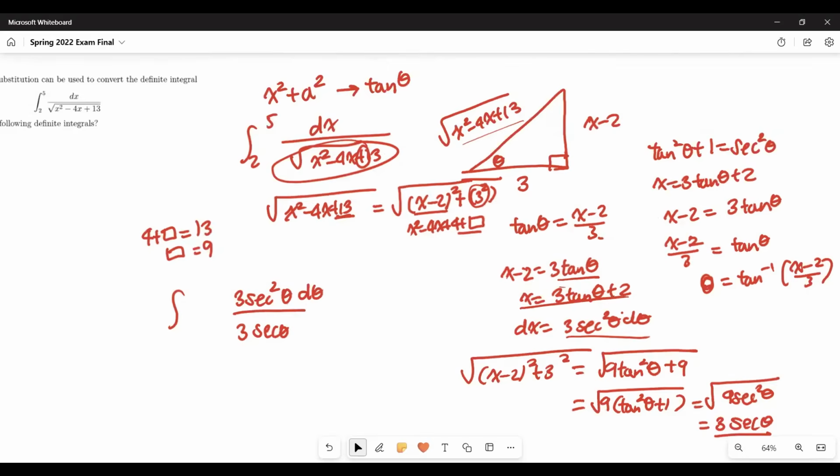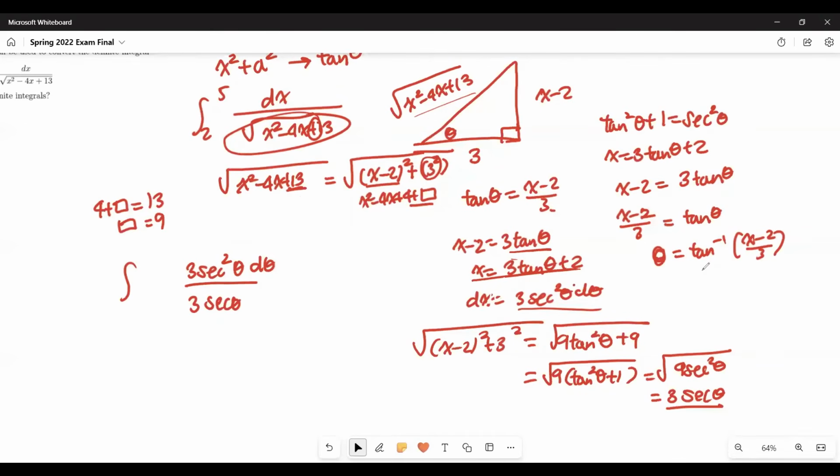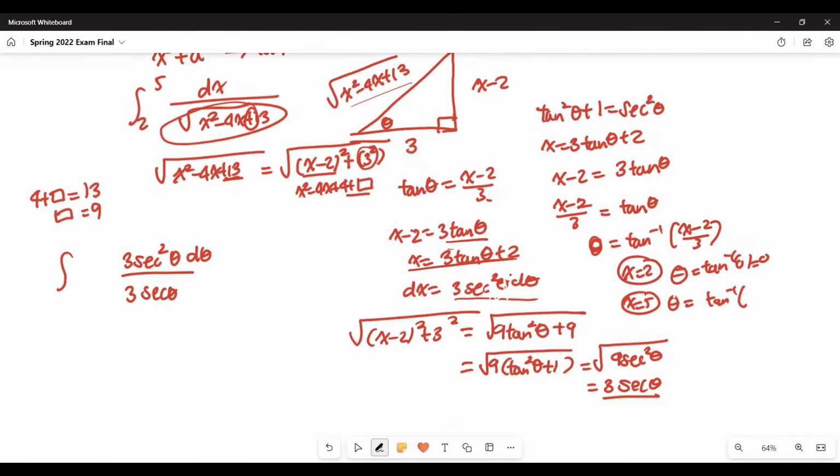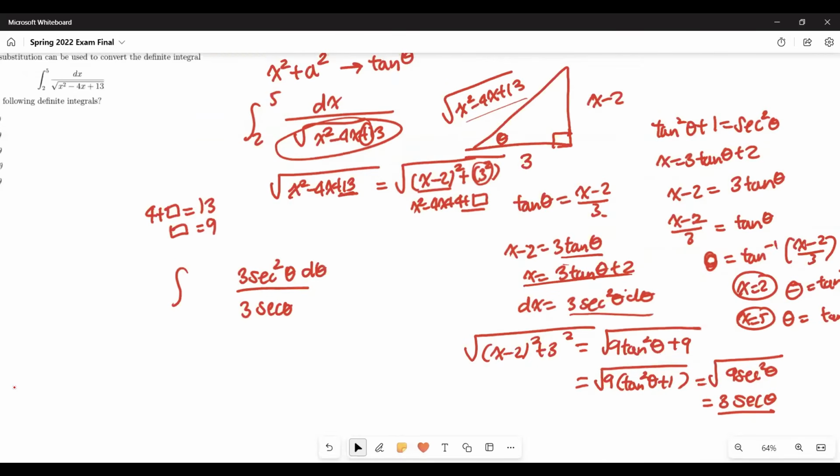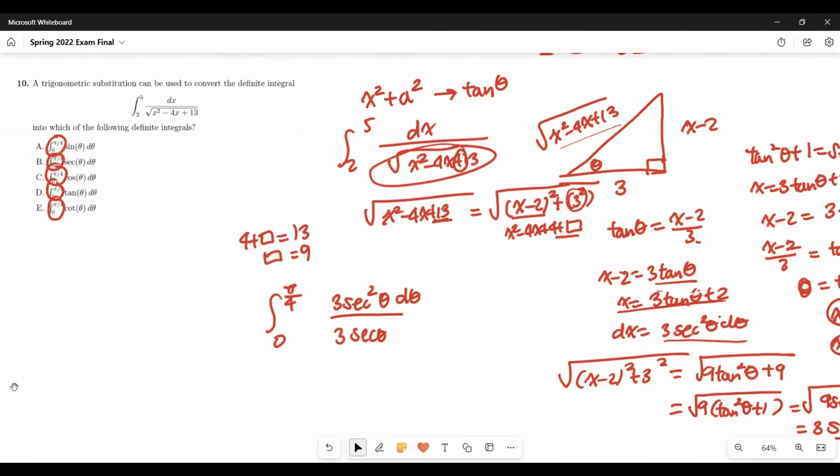And then our points are from 2 to 5. If x equals 2, then theta becomes tangent inverse of 0, which is 0. If x is equal to 5, then theta becomes tangent inverse of 3 over 3, which is pi over 4. Which is why you get 0 to pi over 4. And then the 3 cancels out, secant can be reduced, so we get secant theta d theta. So the correct answer for this question is B.